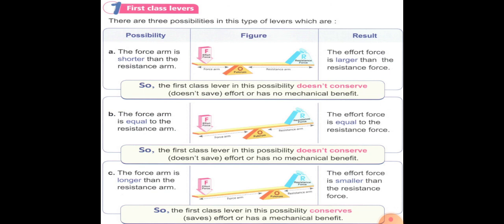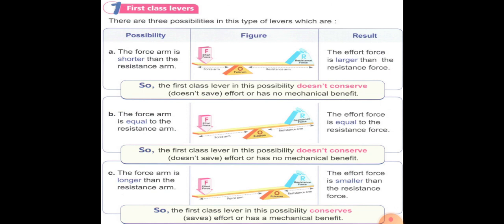This is case number one in the first class lever, but it doesn't conserve effort. Unfortunately, case number one doesn't conserve my effort. So let's talk about case number B in also the first class lever. In case number B, the force arm is equal to the resistance arm.